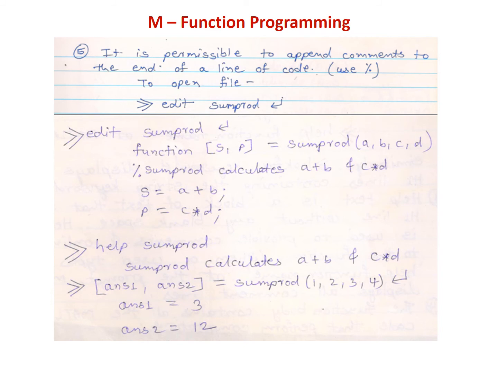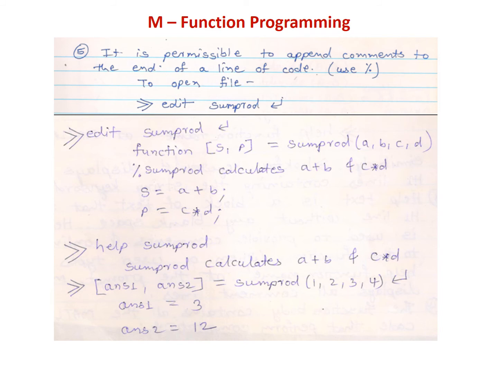Use % sign for this. To open a file, enter the command edit and then the name of the file, that is sumprod. Here is the example, edit sumprod, and after that in the editor type the commands as function [s,p] = sumprod(a,b,c,d). Then the H1 line, that is % sumprod calculates a plus b and c into d.